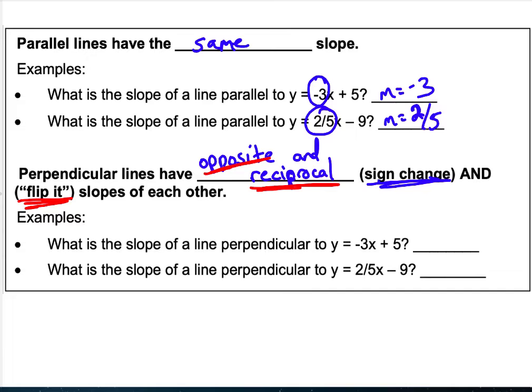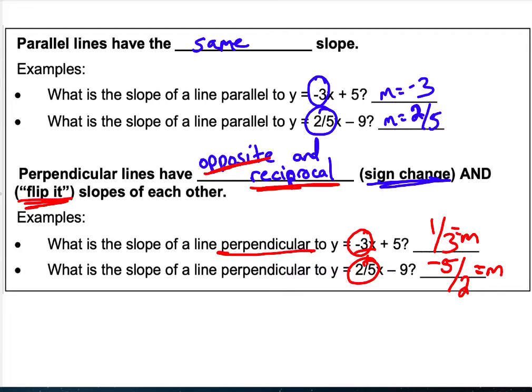So we want a line that's perpendicular to one that has a slope of negative 1/3. So instead of negative, it's going to be positive. Instead of 3 over 1, it's going to be 1 over 3 is equal to my slope. So you're going to flip the fraction and switch the sign because it's going to be heading in the opposite direction. So for 2/5, I'm going to flip it to 5/2, but instead of positive, it's going to become negative. And that's going to be my slope for that perpendicular line.